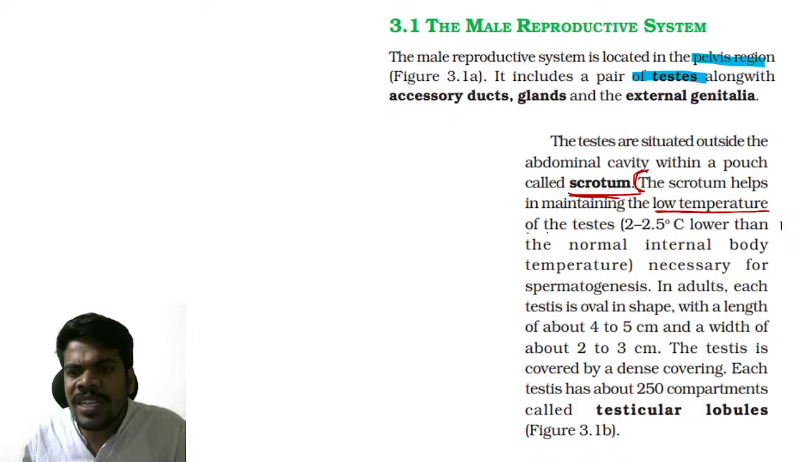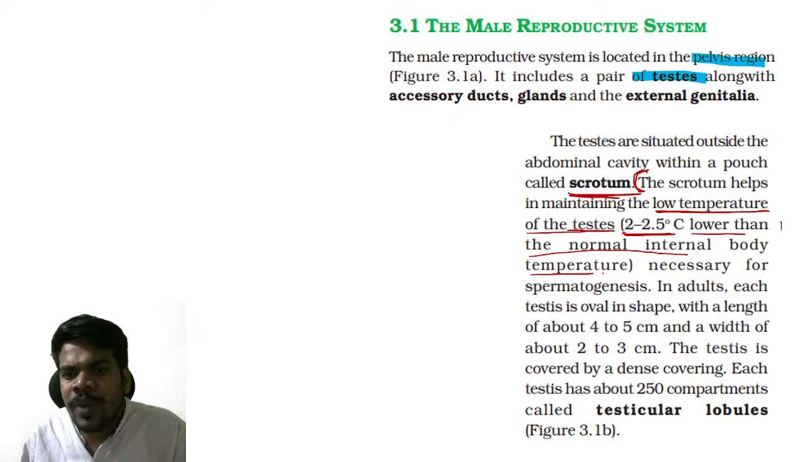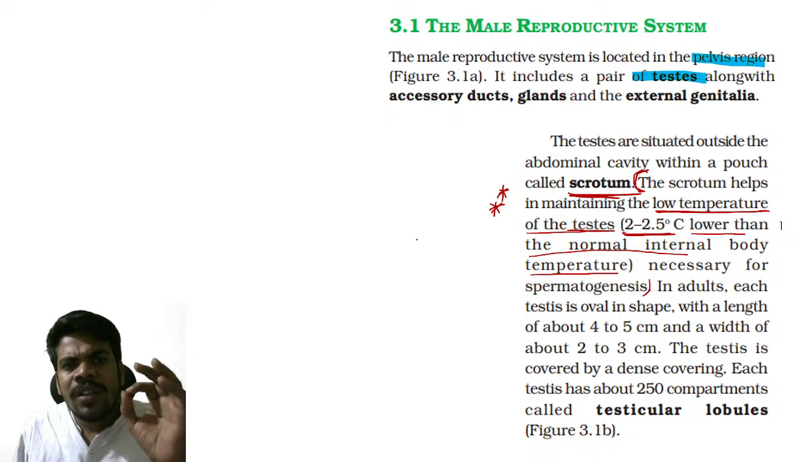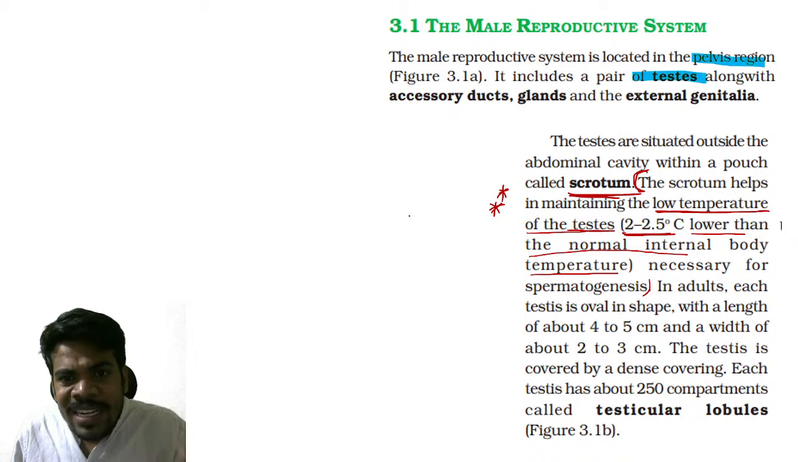of the testis, lower than the normal internal body temperature. How much is it? 2 to 2.5 degrees centigrade lower than the normal internal body temperature. This point is very important. I'll show the previous question from this point. Necessary for spermatogenesis. So for spermatogenesis, the testis should maintain a suitable temperature.